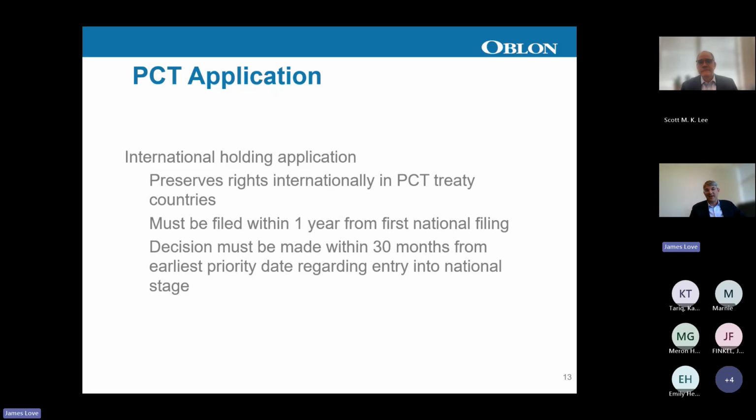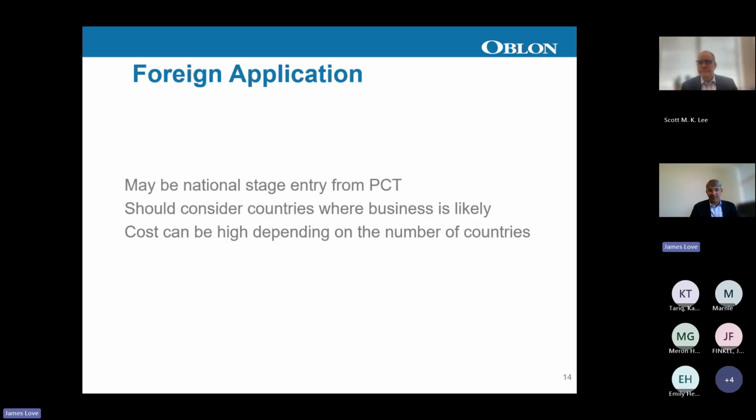So a PCT application leaves your options open without having to spend thousands and thousands of dollars to cover or protect your invention. Now, as I mentioned, the PCT application, there's also something called a foreign application, right? So this can be a national stage entry. So we like to think we're taking the PCT and we're entering that into a country, right? You don't have to come from a PCT. You could come directly, right?